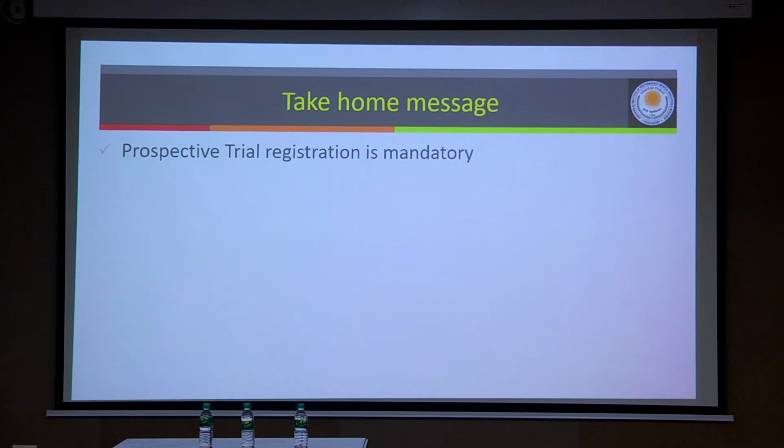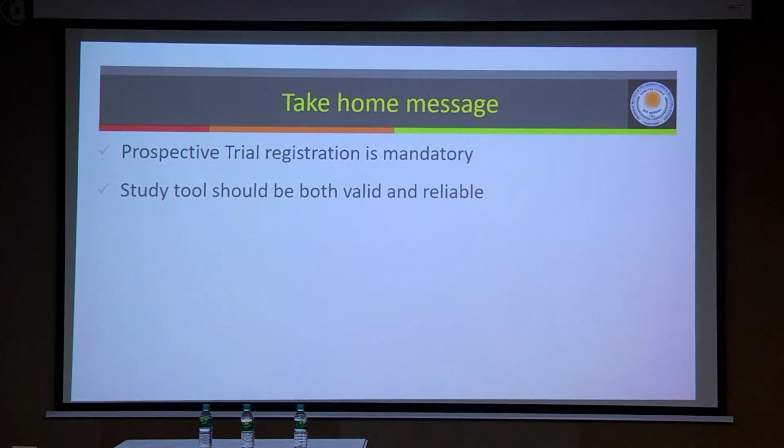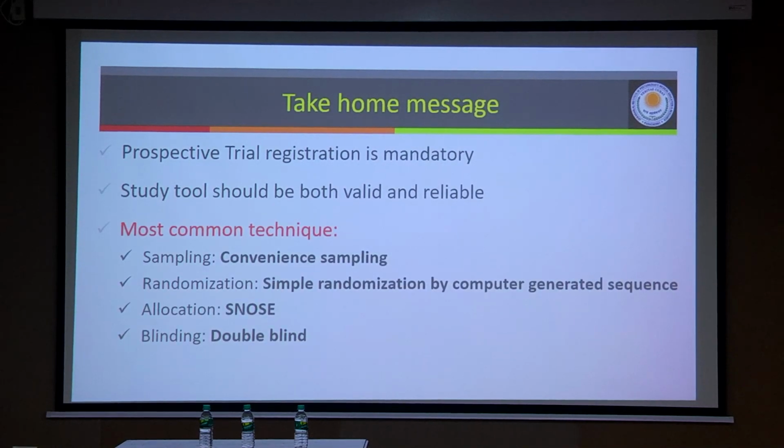To conclude, prospective trial registration is mandatory. Always consider registering well in advance before starting a study. The study should be both valid as well as reliable. The most common techniques, depending upon what type of study you are doing: for sampling, convenience sampling is the most common technique. When it comes to randomization, it is simple randomization by computer-generated sequence. When it comes to allocation, it is the SNOSE technique. When it comes to blinding, it should be double blind.